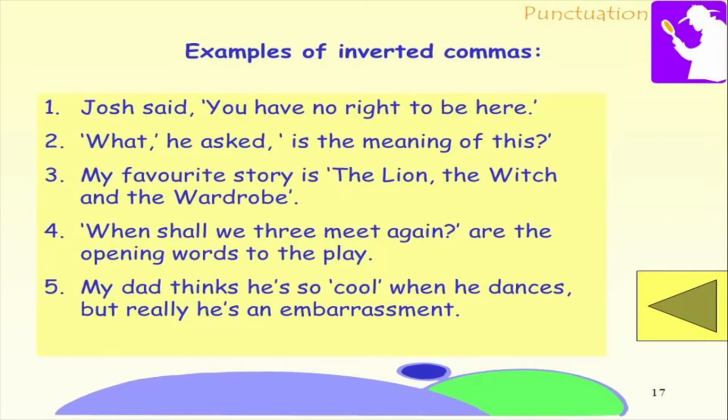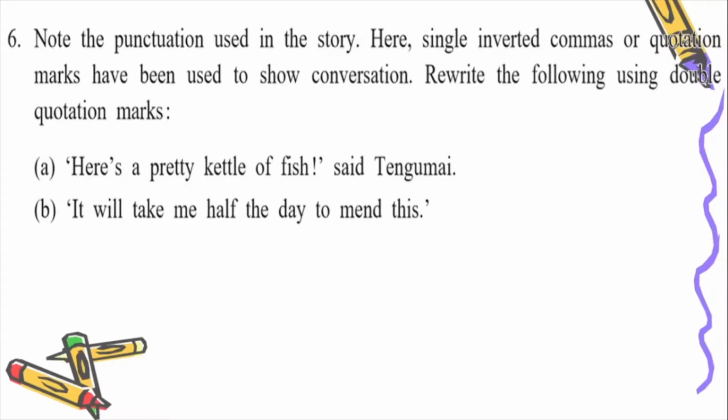My favorite story is 'The Lion, the Witch and the Wardrobe.' So you want to highlight the name of the story in this entire sentence. That is why you use the inverted comma. 'When shall we three meet again' are the opening words to the play. My dad thinks he's so 'cool' when he dances, but really he's an embarrassment. So you want to highlight the word cool. So these are all examples where we have made use of inverted commas.